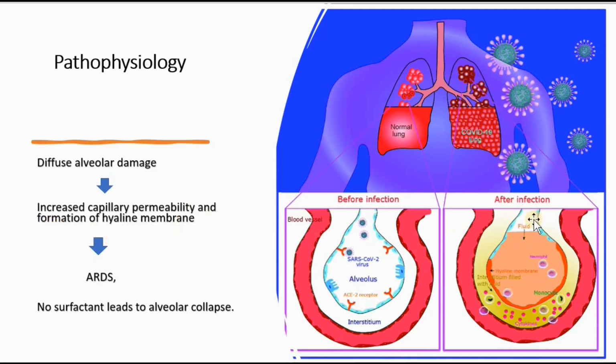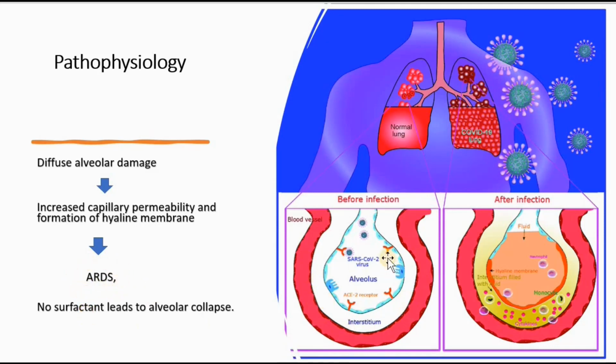What is hyaline membrane? The alveolar cells are damaged, and these dead cells and proteins in the fluid accumulate in the alveoli. So hyaline membrane is a membrane of dead cells and proteins that accumulates in the alveoli. As a result, oxygen cannot pass to the blood vessel because there is fluid and there is formation of hyaline membrane, leading to ARDS. That means blood cannot get oxygenated. The patient may be on mechanical ventilation and medicines. The blood is not getting oxygenated, leading to ARDS, acute respiratory distress syndrome.